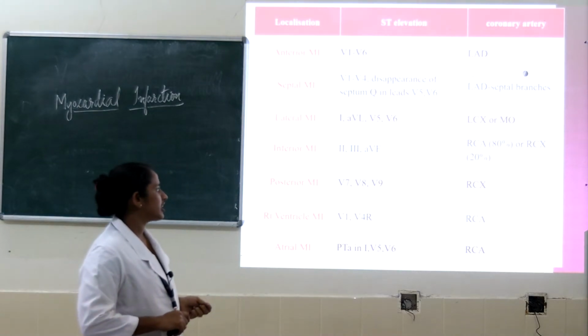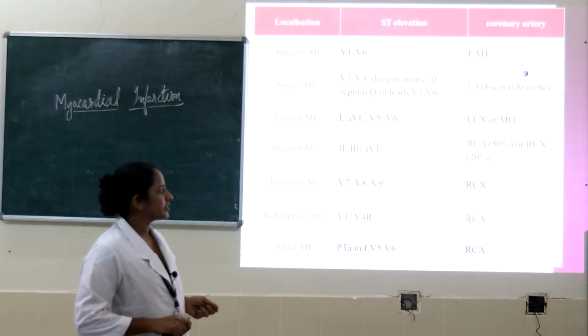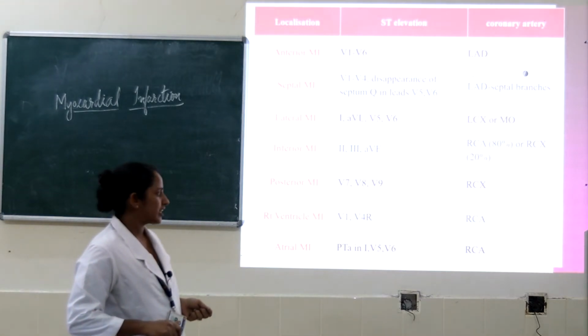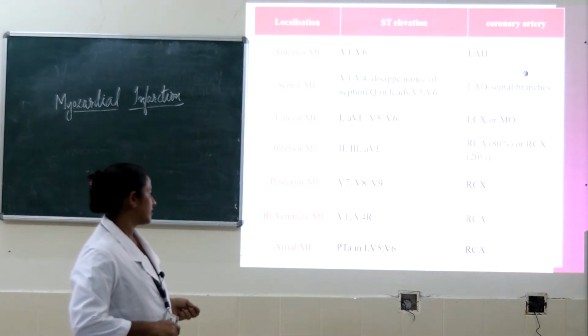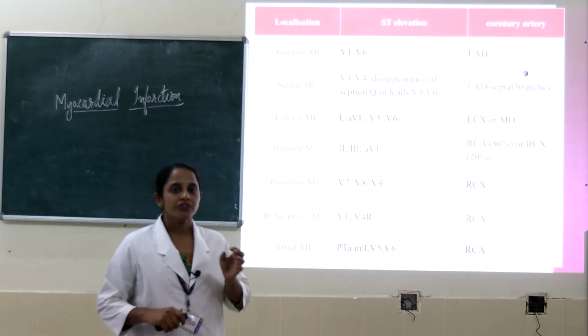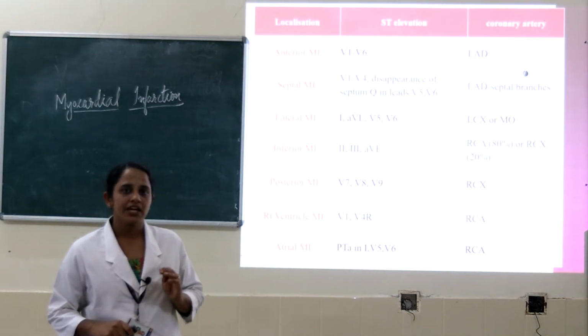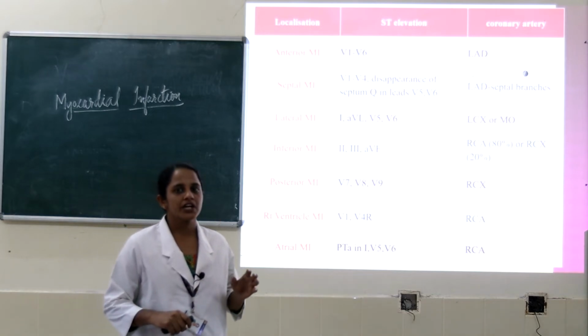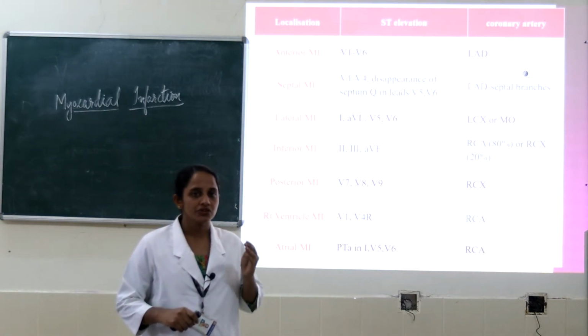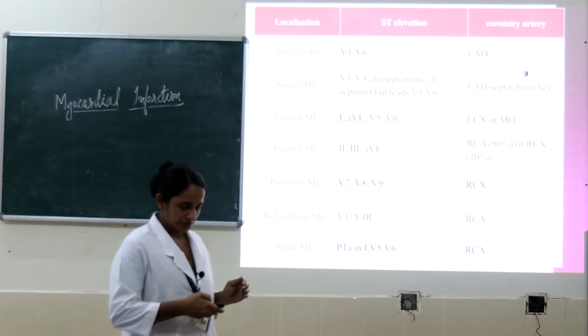In case of posterior MI, the circumflex artery. Then in right ventricle MI, the right coronary artery will be affected. Then in atrial MI, the right coronary artery will be affected. So, from the 12 lead ECG we can identify which area of the heart is affected, and also we can assume which coronary artery is diseased.